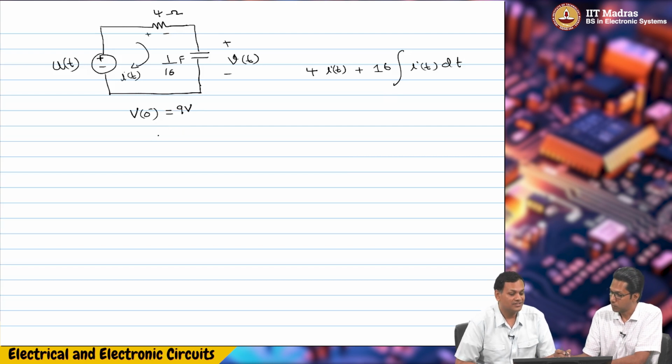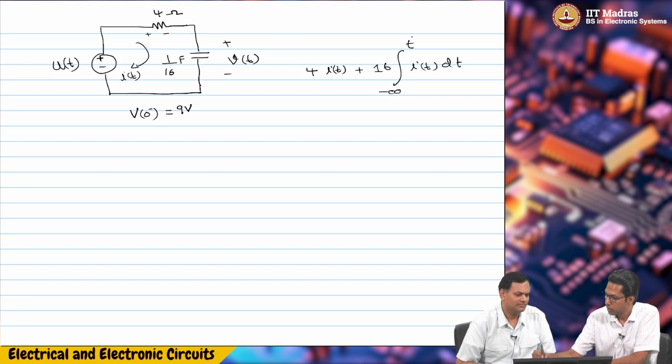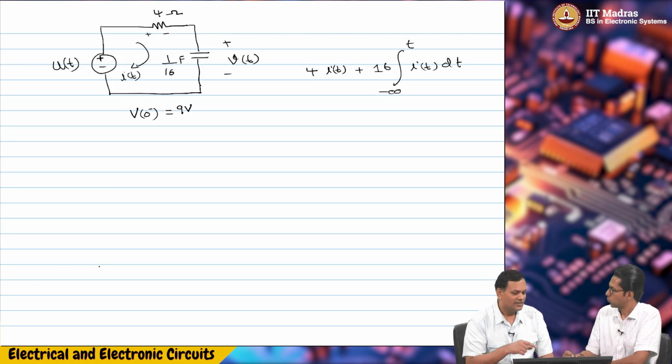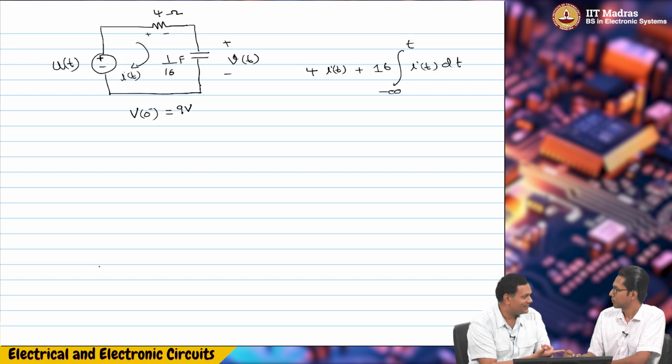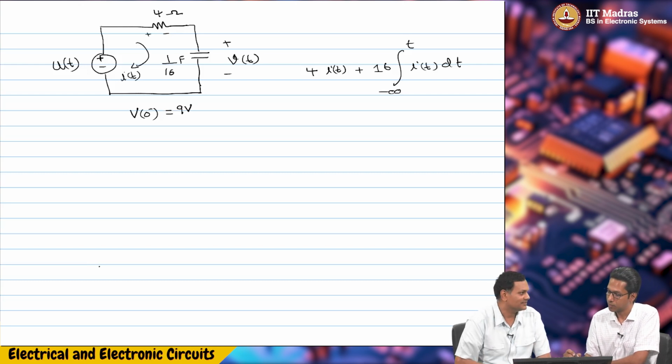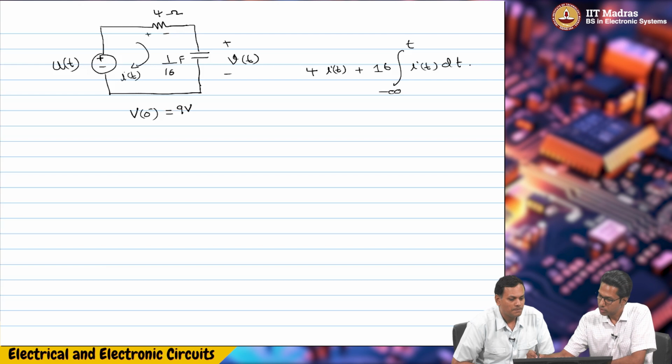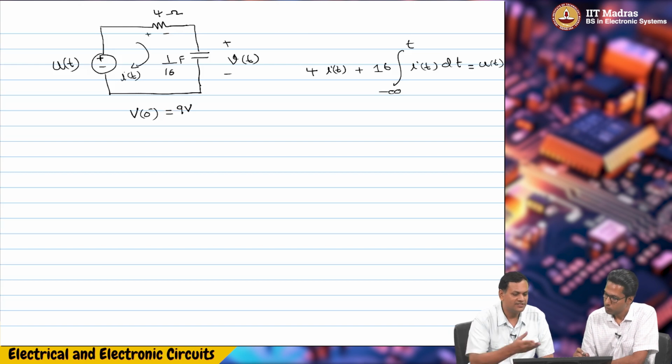As a general equation, it can be from minus infinity to any time t. Because for v of 0 minus, you need to integrate from minus infinity to 0 minus to find out the initial charge. So this is equal to u of t. This is just KVL around the loop.